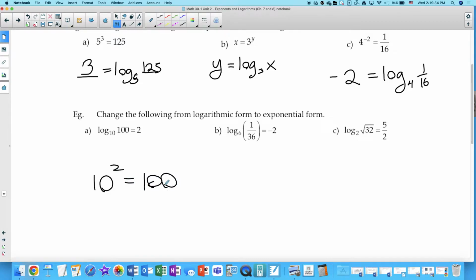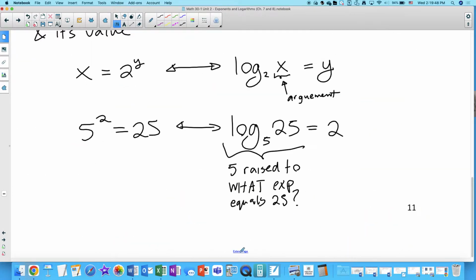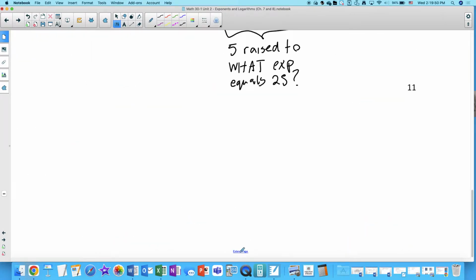Okay, so actually this reminds me of something that I meant to tell you earlier. I knew I was forgetting something. So just go back to this page. I wanted to add something at the bottom here. Okay, and that is something called the common logarithm.